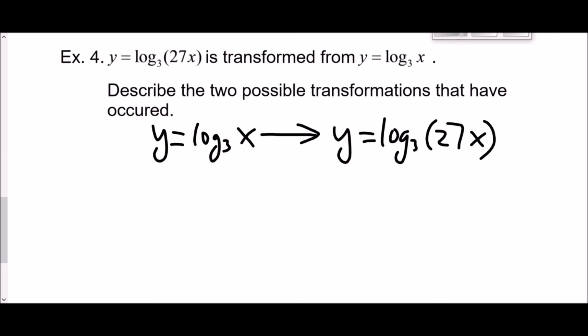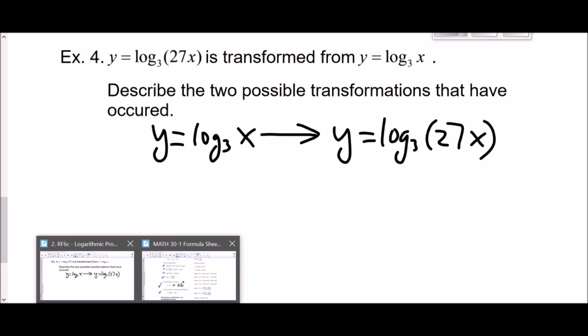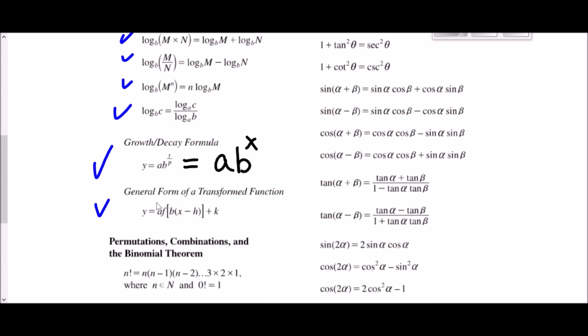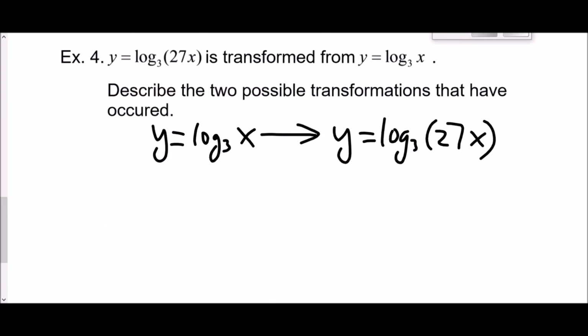You might want to quickly look at the transformation general formula, which is this one here. Okay, so I'll just write it down here, the transformation formula. Y equals a f(b(x minus h)) plus k. Alright, so pause a few seconds and see if you can figure out what are some possible transformations.